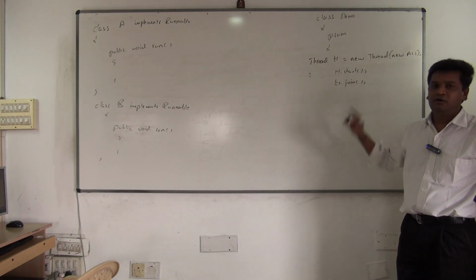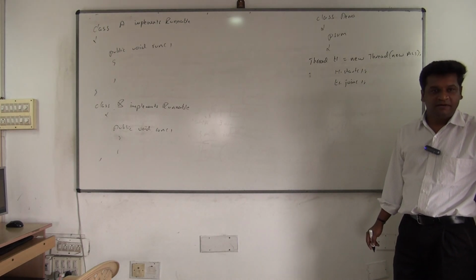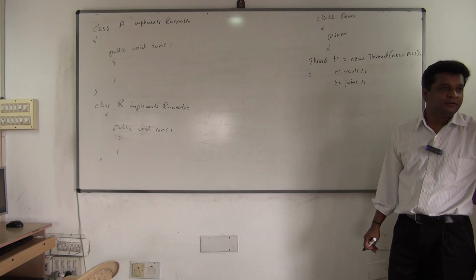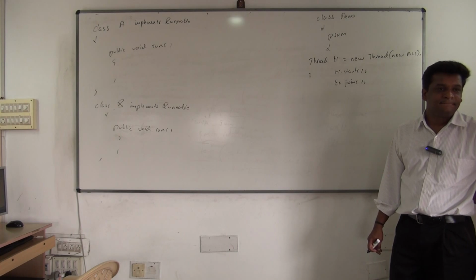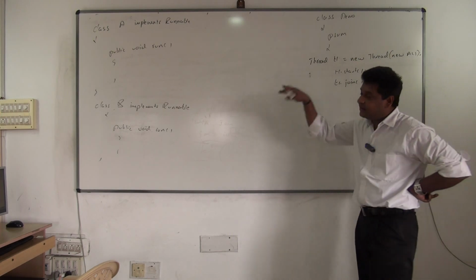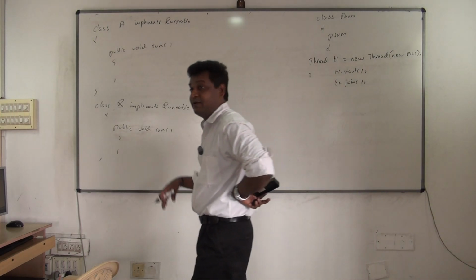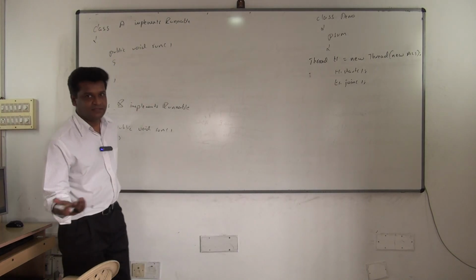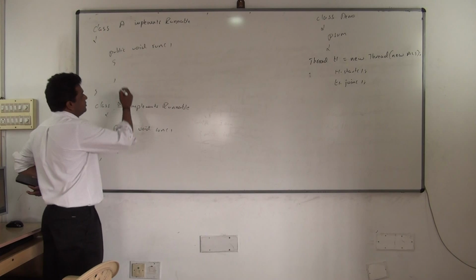So now A thread has joined with what? Main thread. Now you want B thread to join what? A thread. So where will you write the code now? In A, there you write. One run method can start another thread also. These are the concepts you have to understand. Understood? See this.